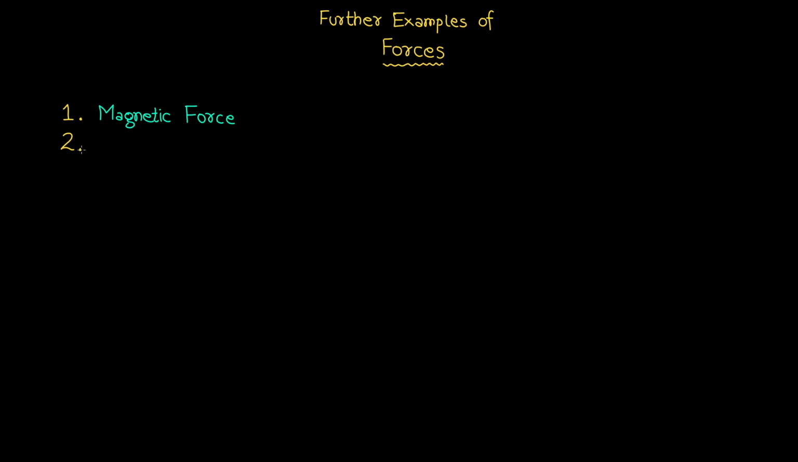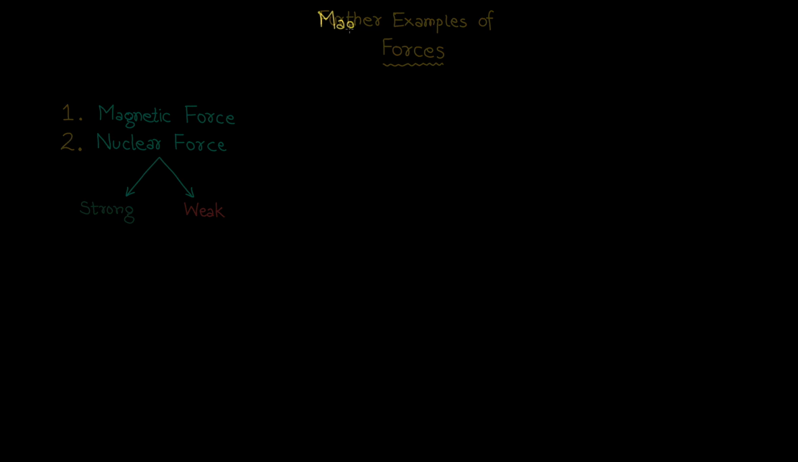So magnetic force would be the force that acts between magnets, and the nuclear force would be the force that acts inside the nucleus of an atom. The nuclear force has actually two types, the strong force and the weak force. We'll cover both in this video as independent and different types of forces.